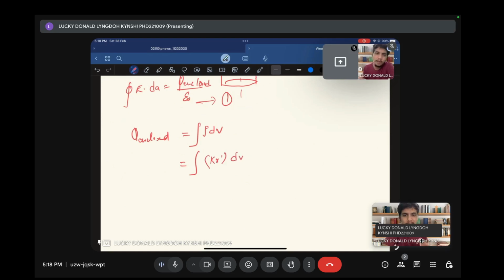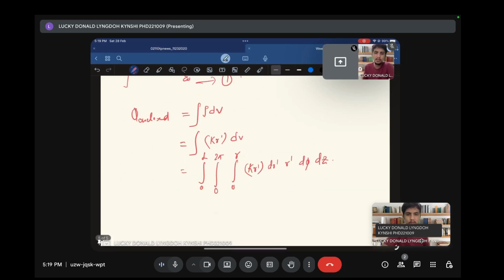So if you look back, this is not spherical, you can replace these coordinates in terms of cylindrical coordinates, and which is equal to what? 0 to L, this is the length of the cylinder, 0 to 2 pi, this in terms of their angle, and 0 to R, which is the distance. So you convert dV in terms of your cylindrical polar coordinates. That means you can replace with k r prime dr prime r prime d phi and dz. I hope you know this conversion of dV in terms of your cylindrical polar coordinates.